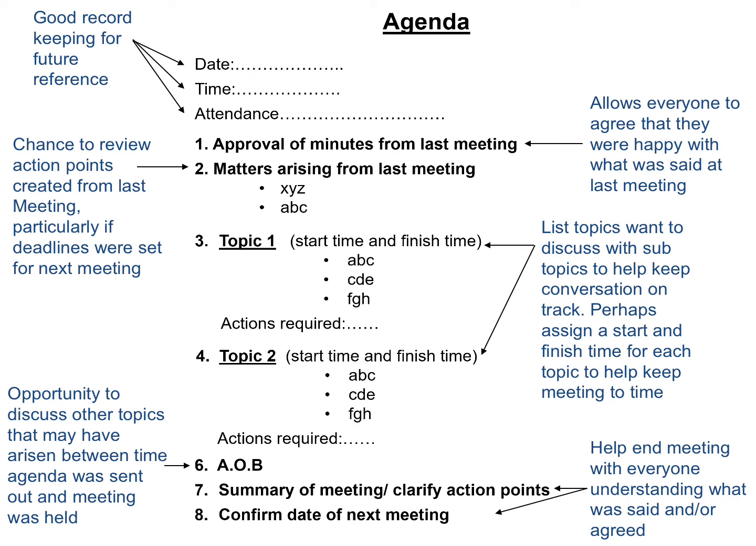After you've discussed the topics that you wanted to, an agenda always has an AOB at the end, any other business, and this is an opportunity for you to discuss topics that may have arisen between the time that you sent your agenda and the meeting that you're having, or it may be that a topic came up during conversation in your meeting and it's something that you want to discuss, but when it came up it wasn't the right time to. There's always time to summarise the meeting, to clarify the action points that have been set for that meeting so that everybody understands what they're to do in preparation for the next meeting. And then finally, there's time for you to sit down and confirm the date of your next meeting.